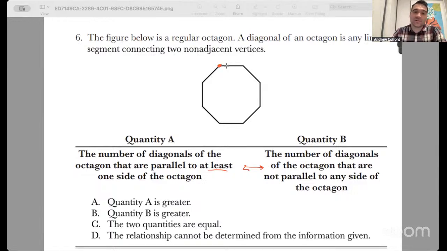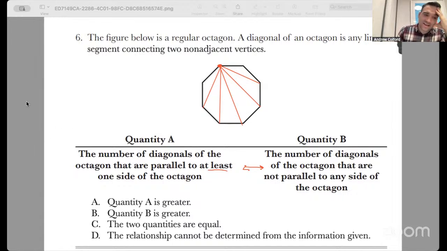So I'm going to start here. Of course, this isn't a diagonal. That's an edge of the octagon, or side of the octagon. That's a diagonal. That's a diagonal. That's a diagonal. That's a diagonal. And that's a diagonal, right? So I've just drawn all the diagonals that I can from that point.